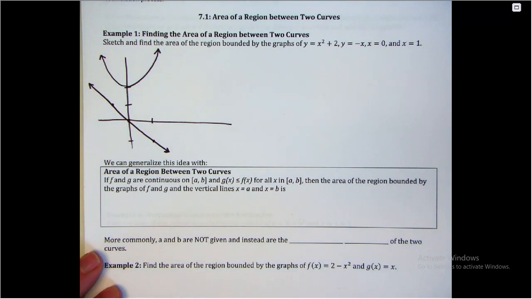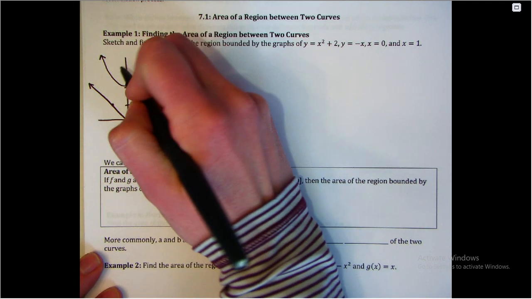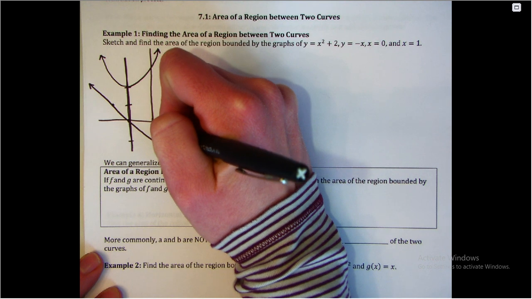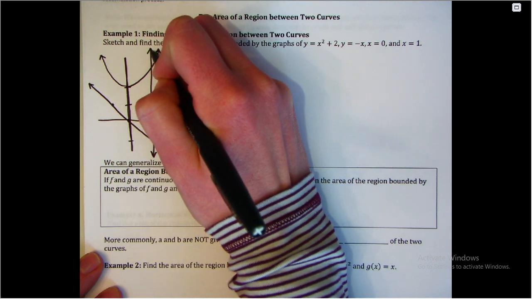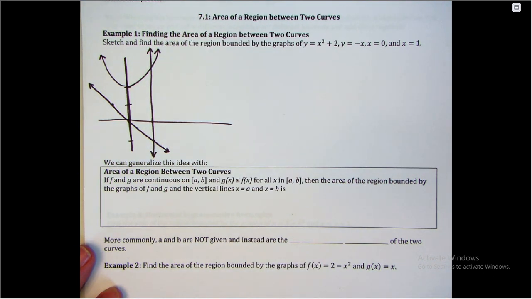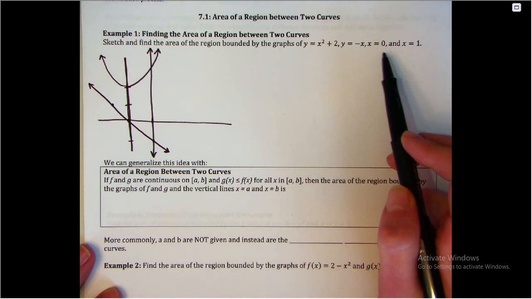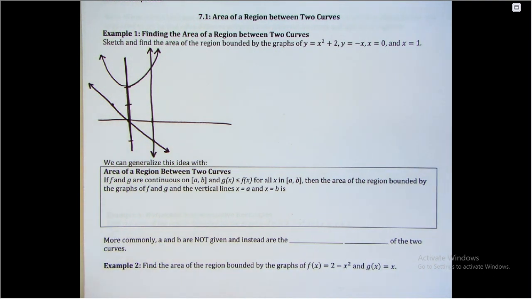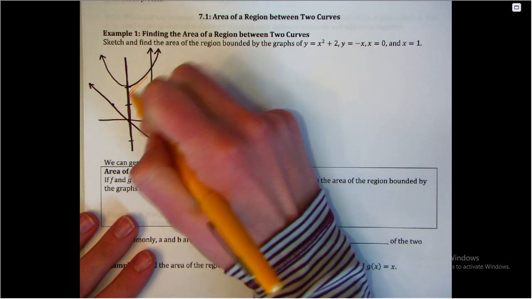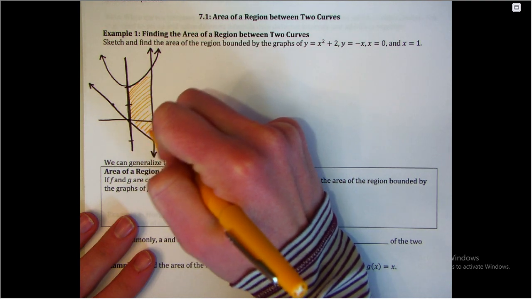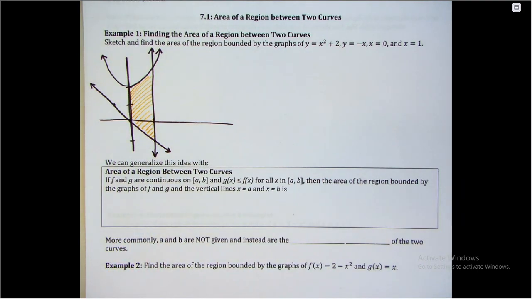They've also given us some boundaries: x is 0 and x equals 1. So that would be x equals 0, the y-axis, and x equals 1, another vertical line. You want to think about these 4 curves that they've given us as your fence lines or your boundaries when you're trying to decide which region you are finding the area for. So this shape right here is what they are referring to.